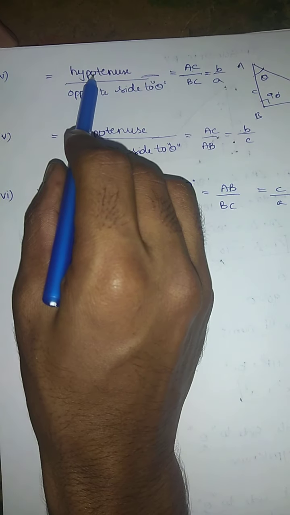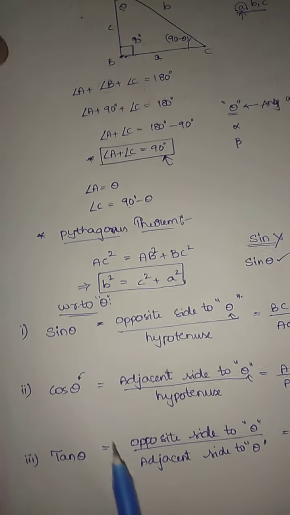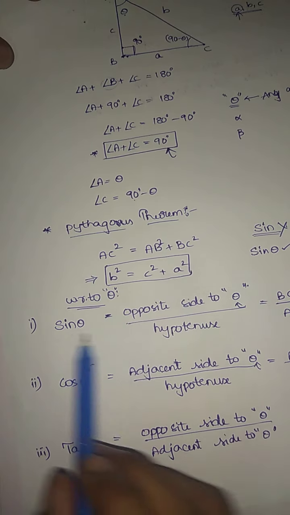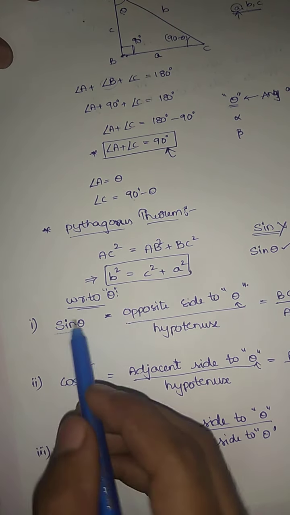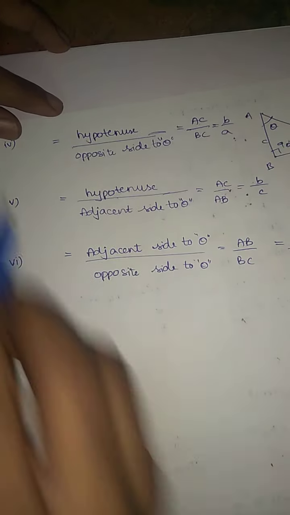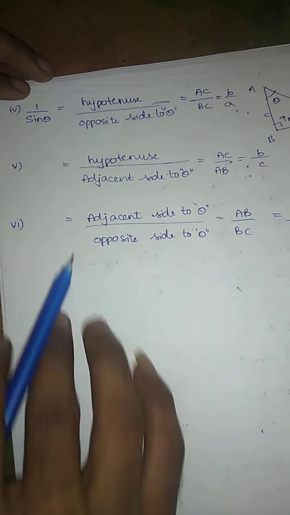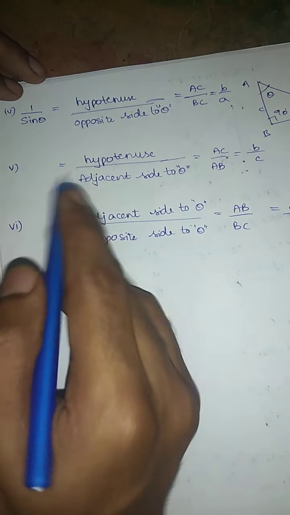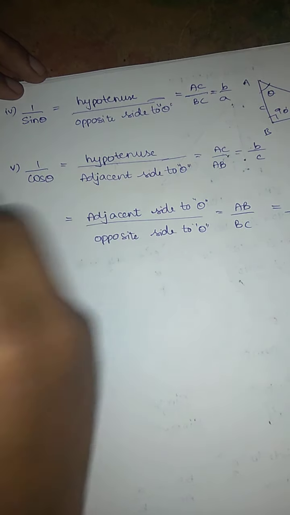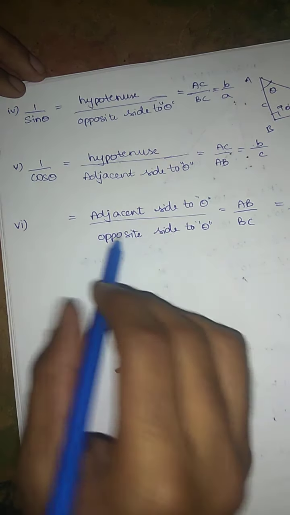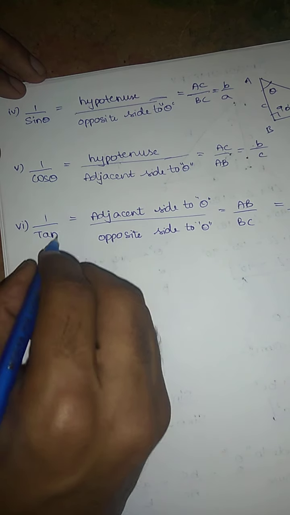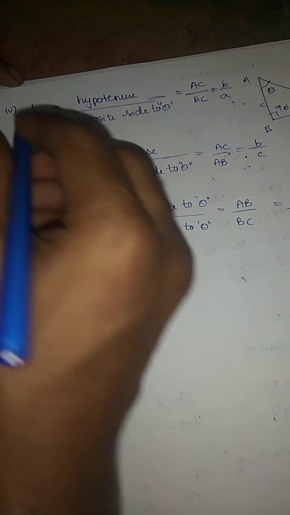And see here, hypotenuse by opposite side to theta. See this here. It is exactly the reciprocal of sin theta. So I need to take the reciprocal, so it is 1 by sin theta. Similarly, this is the reciprocal of cos theta, so it will be 1 by cos theta. Also, this is the reciprocal of tan theta, so it is 1 by tan theta. Okay. So I am going to simplify this.